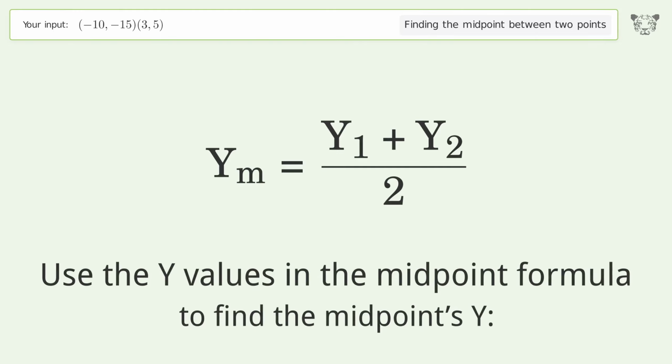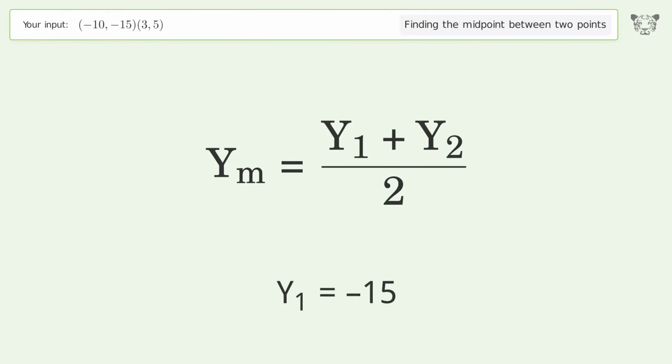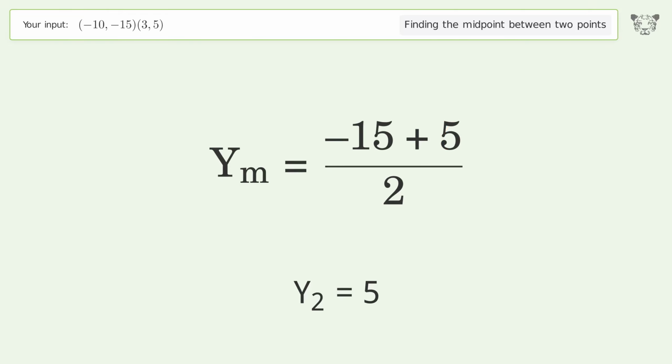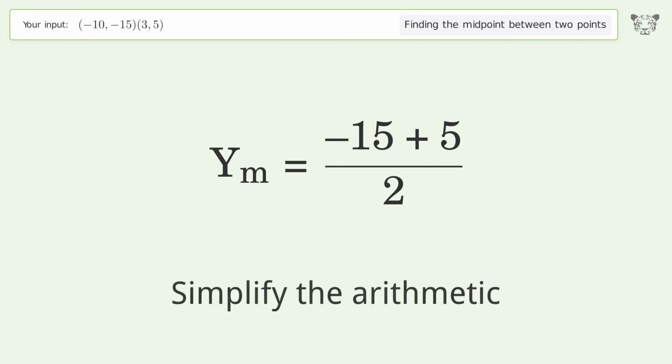Use the y values in the midpoint formula to find the midpoint's y. y1 equals -15. y2 equals 5. Simplify the arithmetic.